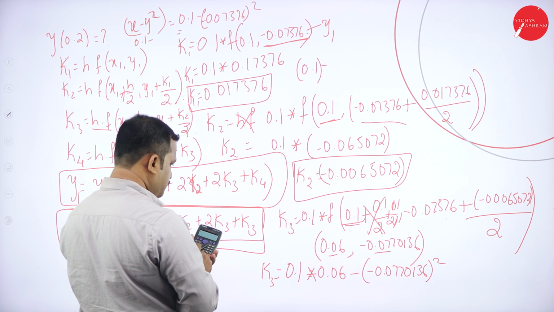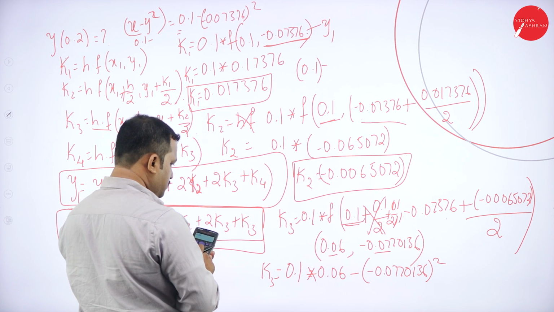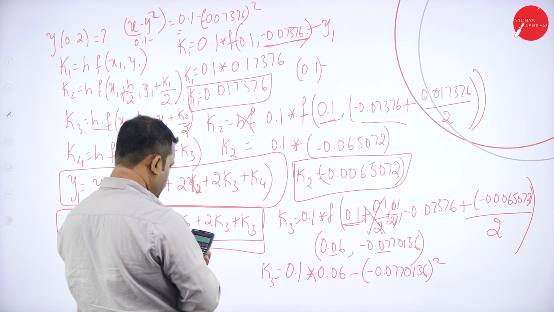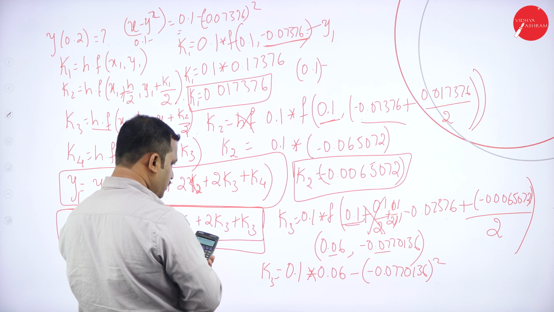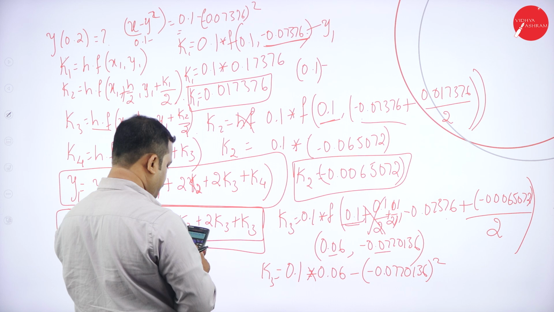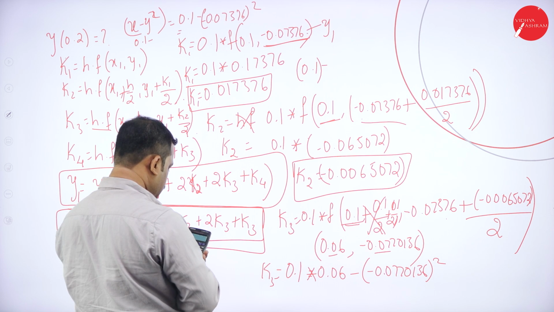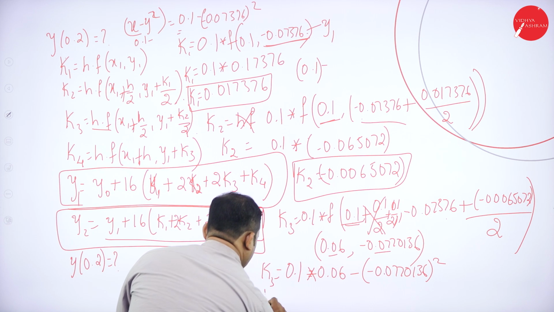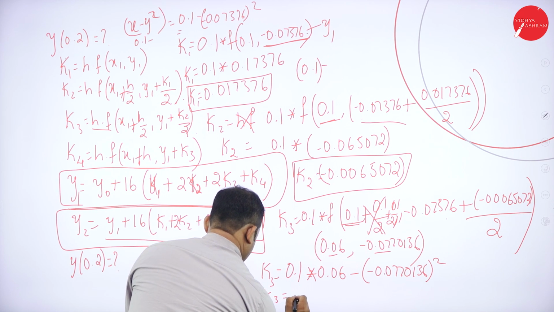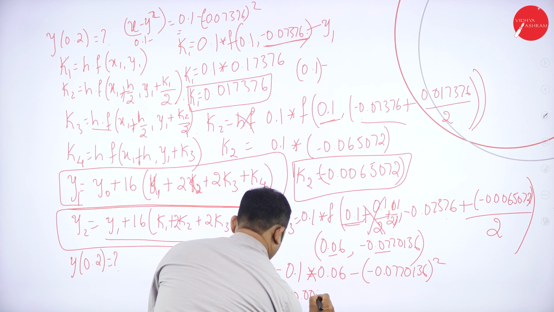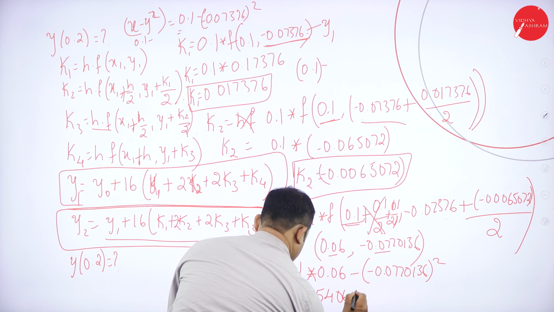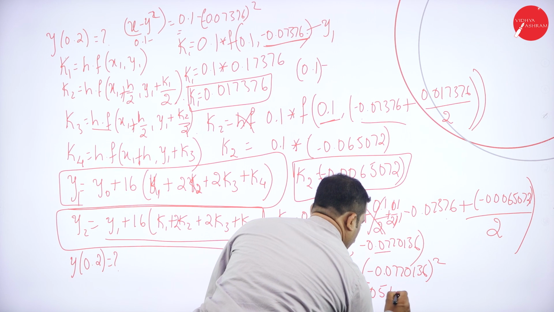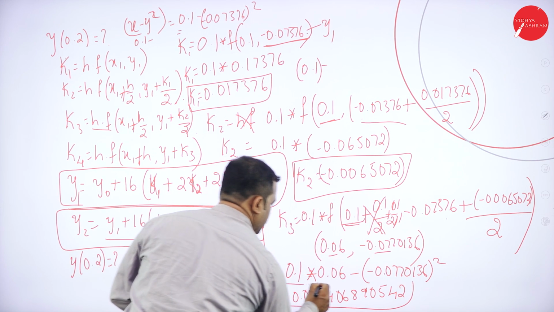That is 0.06 plus minus of minus 0.0770136 whole square, that is equal to this term into 0.1, that leads to the value which is equal to K3 is equal to 0.0054068905542. This is the value of K3 I am getting now.